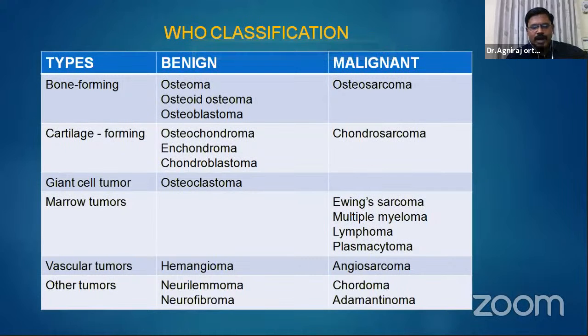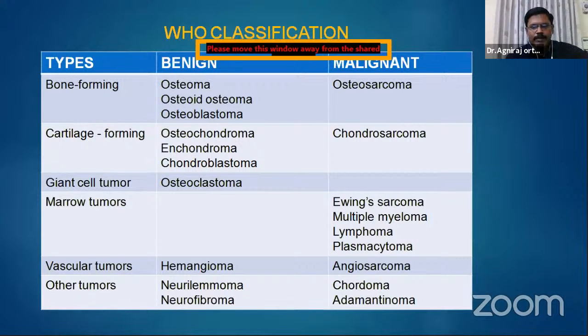Marrow tumors are round cell tumors. They arise from the marrow, the medullary cavity. There are 4 of these tumors, and all of them are malignant. They are highly aggressive tumors. All the marrow tumors are more malignant tumors. They are 4 in number: Ewing sarcoma, multiple myeloma, lymphoma, and plasmacytoma.